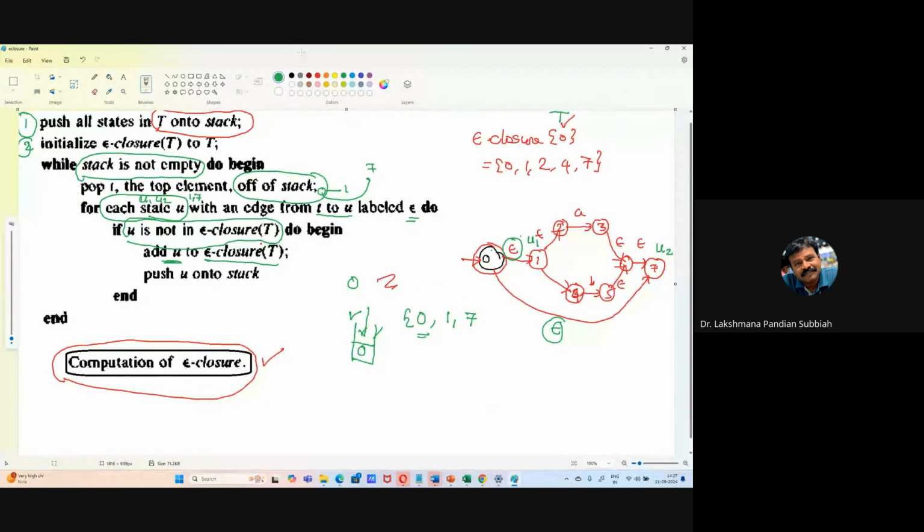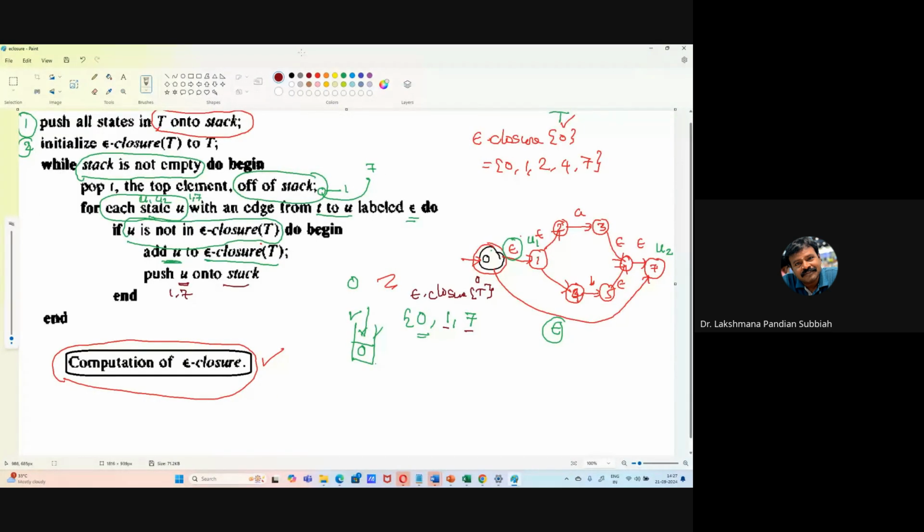This is the epsilon closure of T. T is 0, and the epsilon closure of 0 is 0, 1 and 7, right? So 1 and 7 we are including. Now here what you have to do is push U. So U is 1, 7, pushed onto the stack.